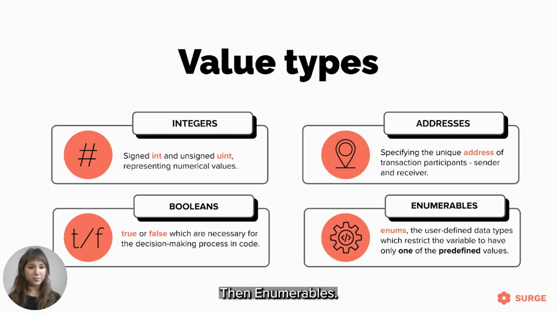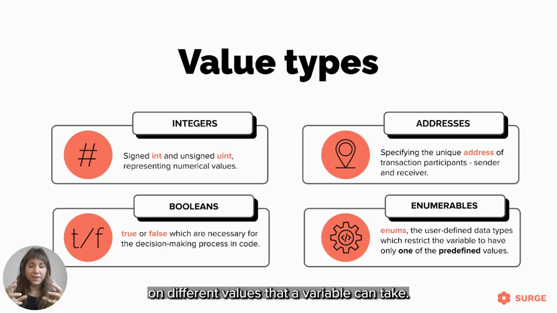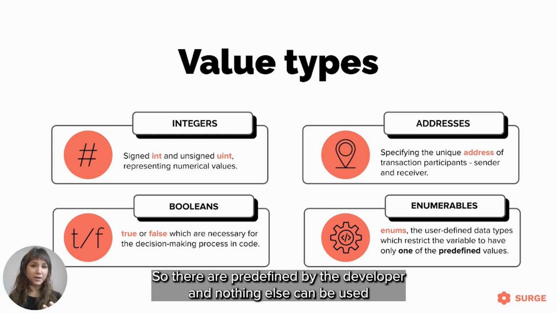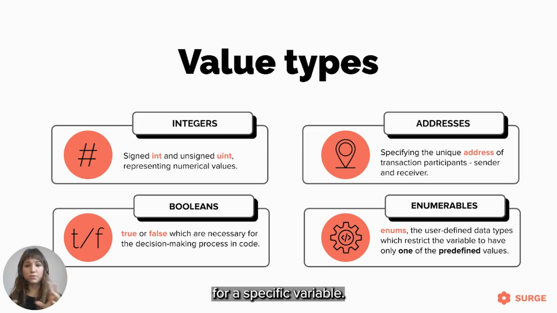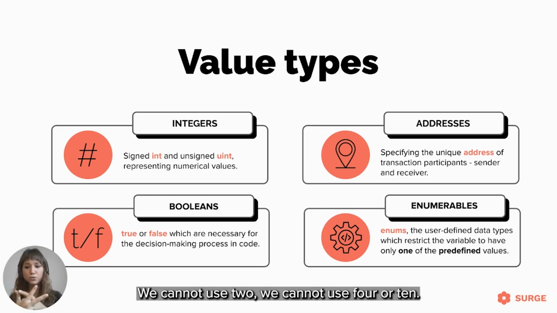Then enumerables. These are the user-defined data types, which give you a collection of different values that a variable can take. So they are predefined by the developer and nothing else can be used for a specific variable. So let's say that we have 1, 3, and 5, and these are the only three values we can use. We cannot use 2, we cannot use 4, or 10.